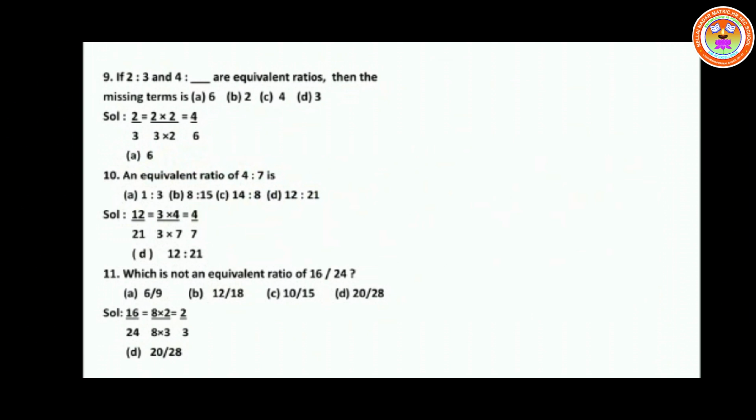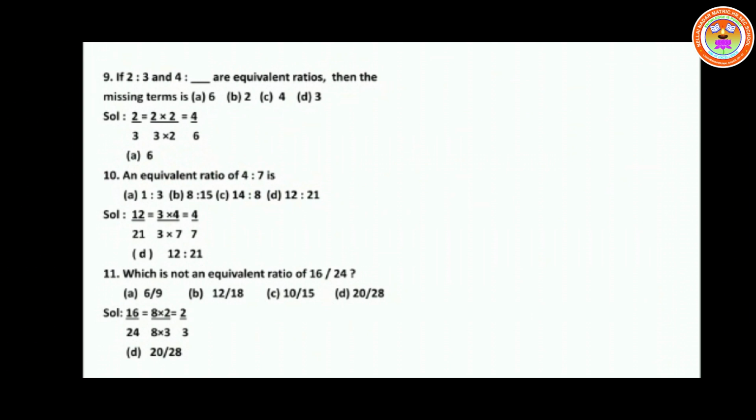Okay. So now problem number 10. An equivalent ratio of 4 is to 7 is. So which is the equivalent ratio of 4 is to 7? We have to find. Option A, 1 is to 3. Option B, 8 is to 15. Option C, 14 is to 8. And option D, 12 is to 21. So how will you find whether it is an equivalent ratio? For example, you take option A, 1 is to 3. In the numerator part you have 1. So if you multiply 1 by 4 only, you will get the same 4 is to 7, you have to get, no.